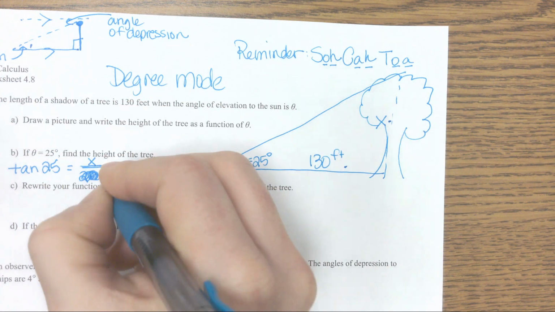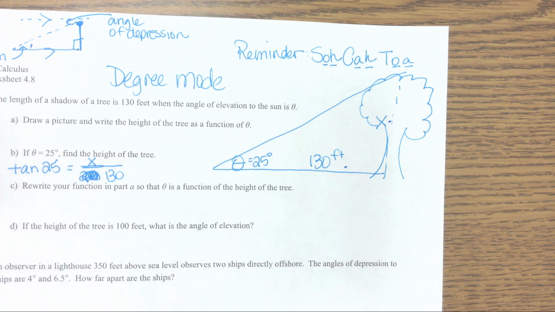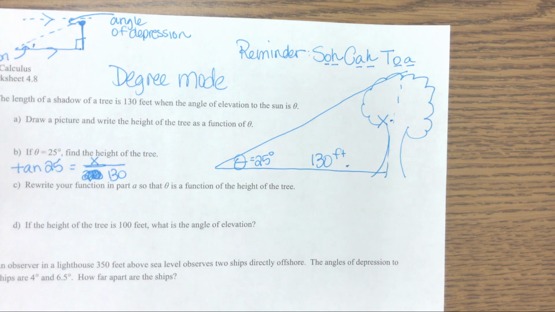What should go there? 130. Thank you. Saw the confusion. I was like, why are they giving me that?